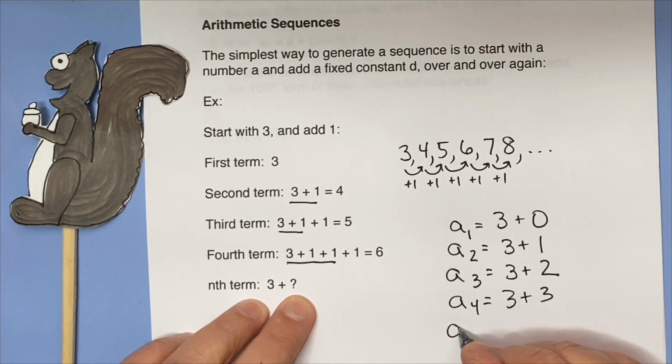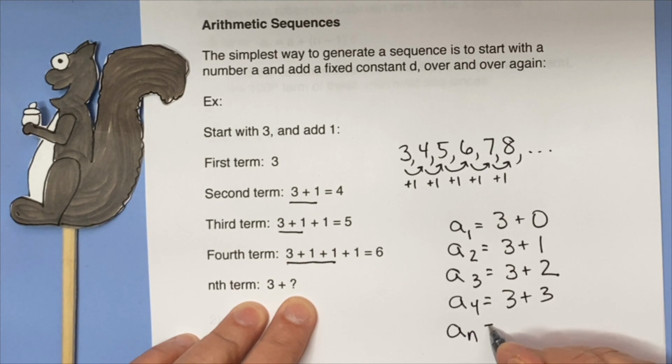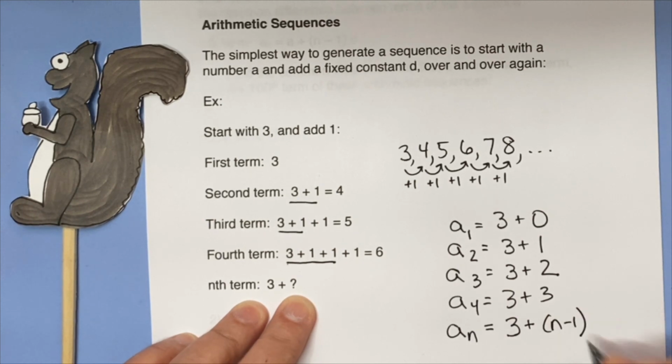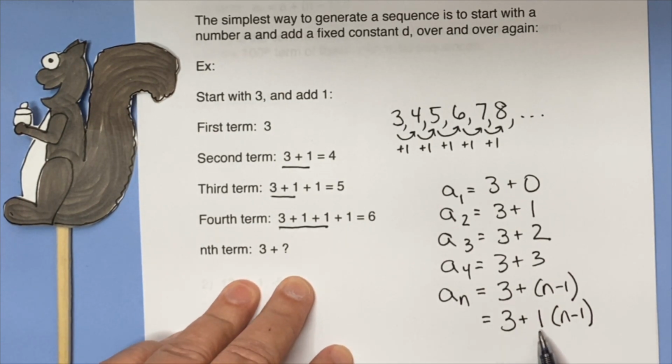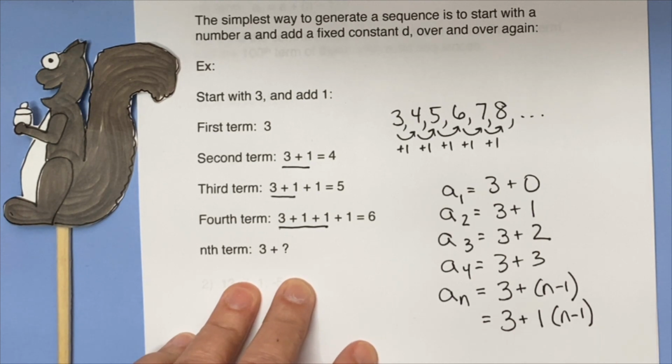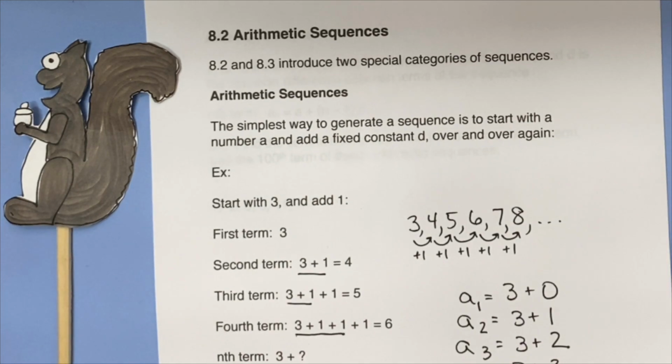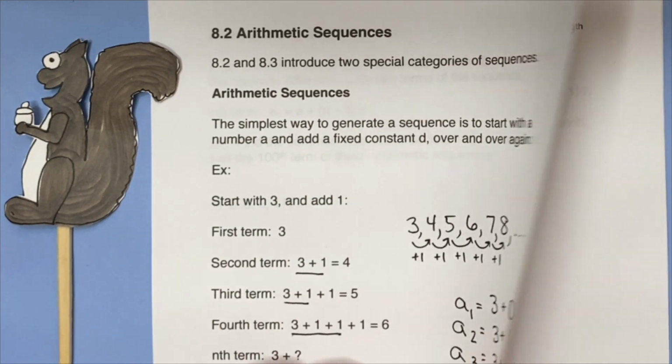So my guess is going to be that the nth term would be, you start with 3, because they all start with 3, and then you add 1 less than your term number. And in fact, the formula that we're about to go over says it's actually 3 plus 1 times the quantity n minus 1. Okay, so let's look in general what's going on with these.